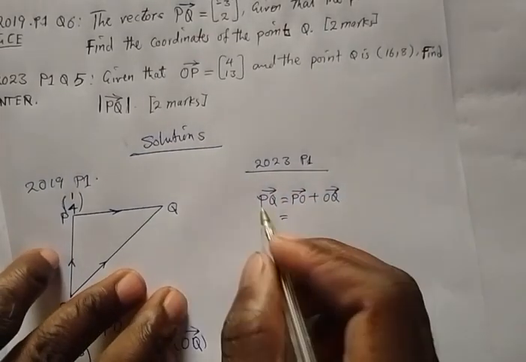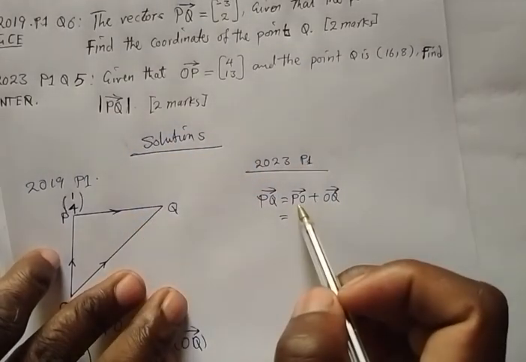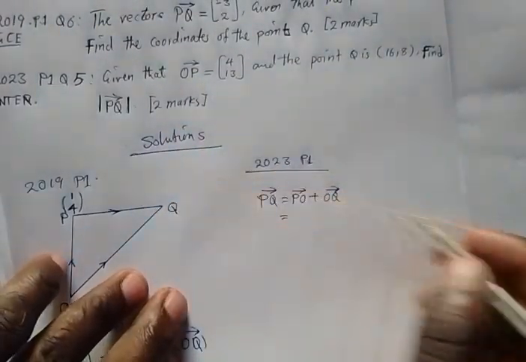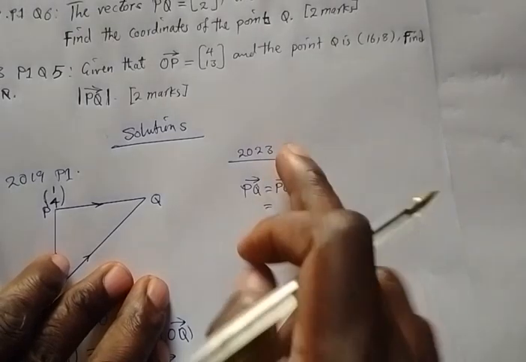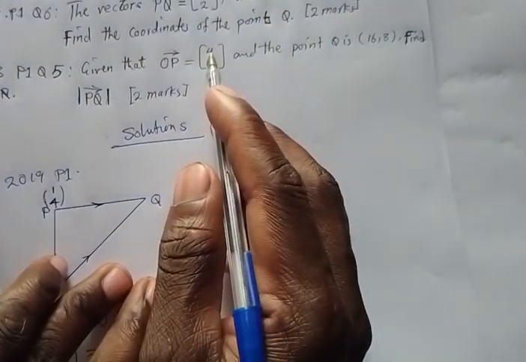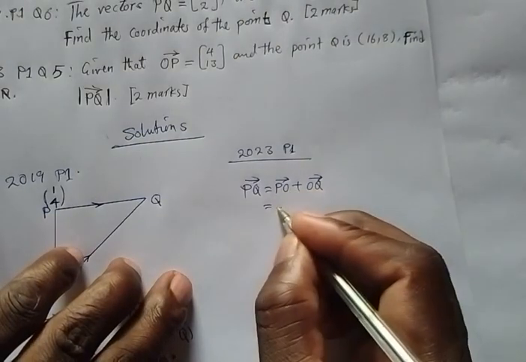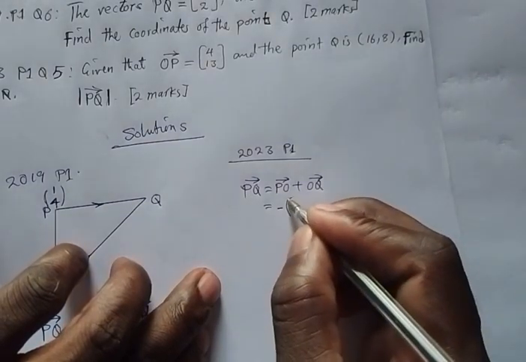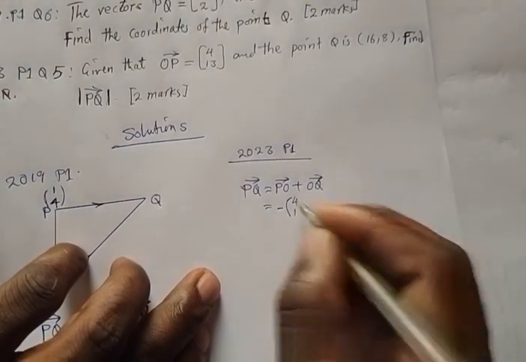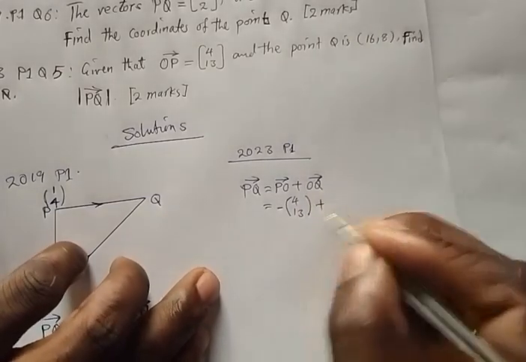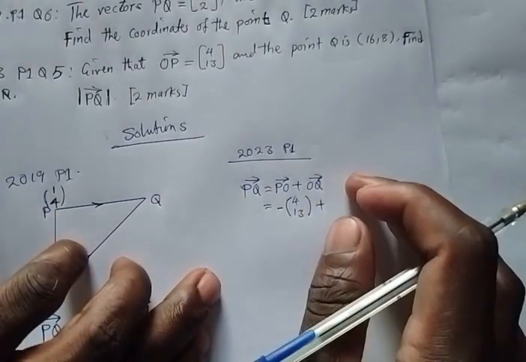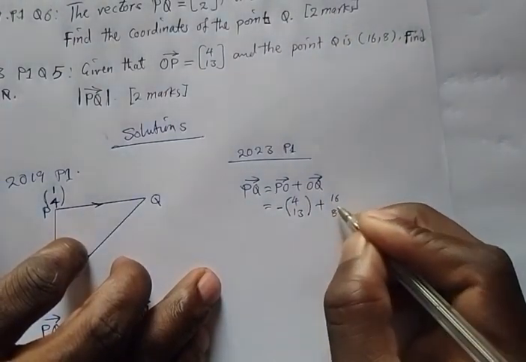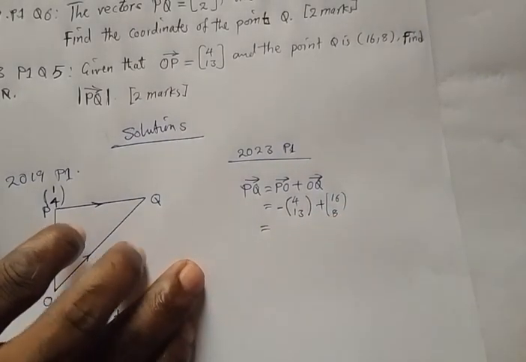PQ we are not given, but OP we are given here, and this one is from the center to P, the way it is written here. Now when you are writing PO, we have to use the negative vector, which will give us negative (4, 13), then plus OQ, in the same direction, and the coordinates are (16, 8).